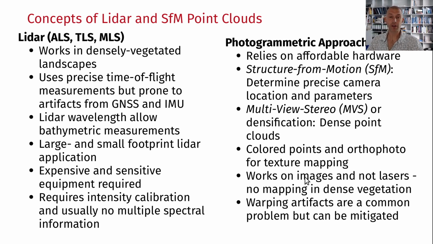Because of optical artifacts and because of the uncertainty in the drone position, you often have warping artifacts. These can be mitigated by collecting ground control points. That's one of the basic assumptions that you make for a precise survey, that you have ground control points collected, for example, with a differential GPS or laser total station.